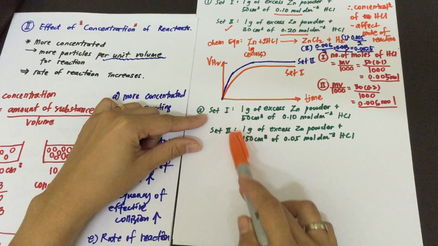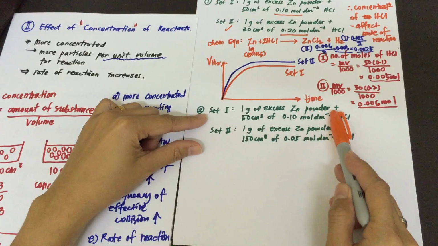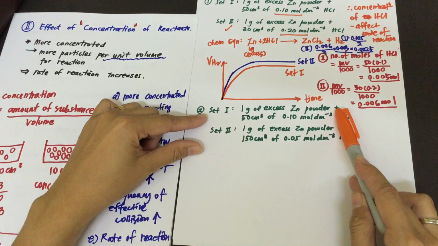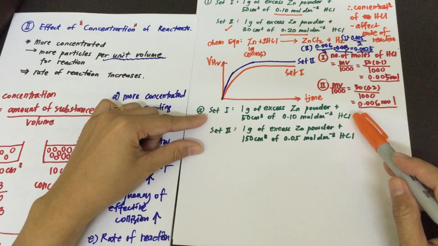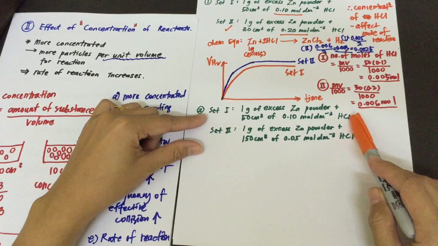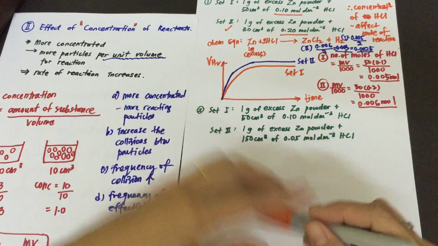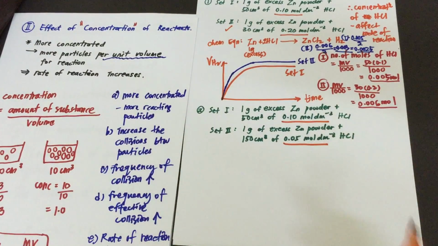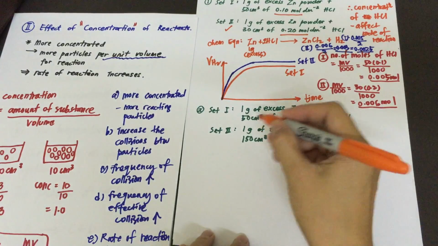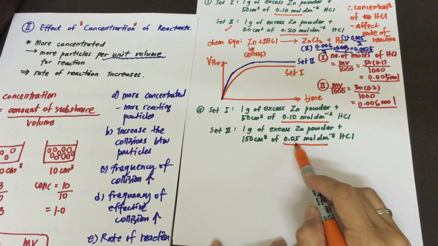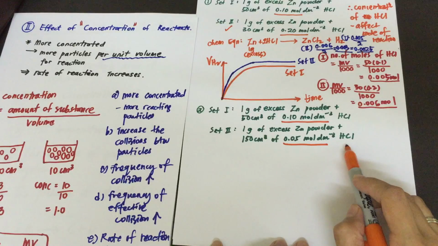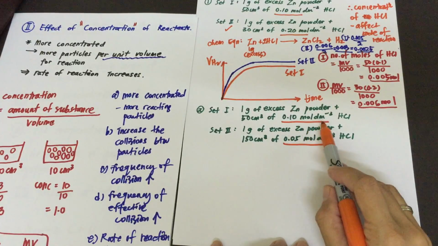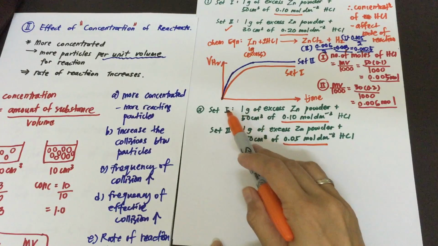So look at the two different sets. We know that the zinc powder is still in excess, and it is not the part which affects the rate of reaction. So back to HCl, which contains different concentrations. And from the different concentrations, we know that this is the only factor that affects the rate of reaction. So the second set contains 0.05 mole per decimeter cube of hydrochloric acid solution, compared to 0.10 mole per decimeter cube of hydrochloric acid solution in set 1.